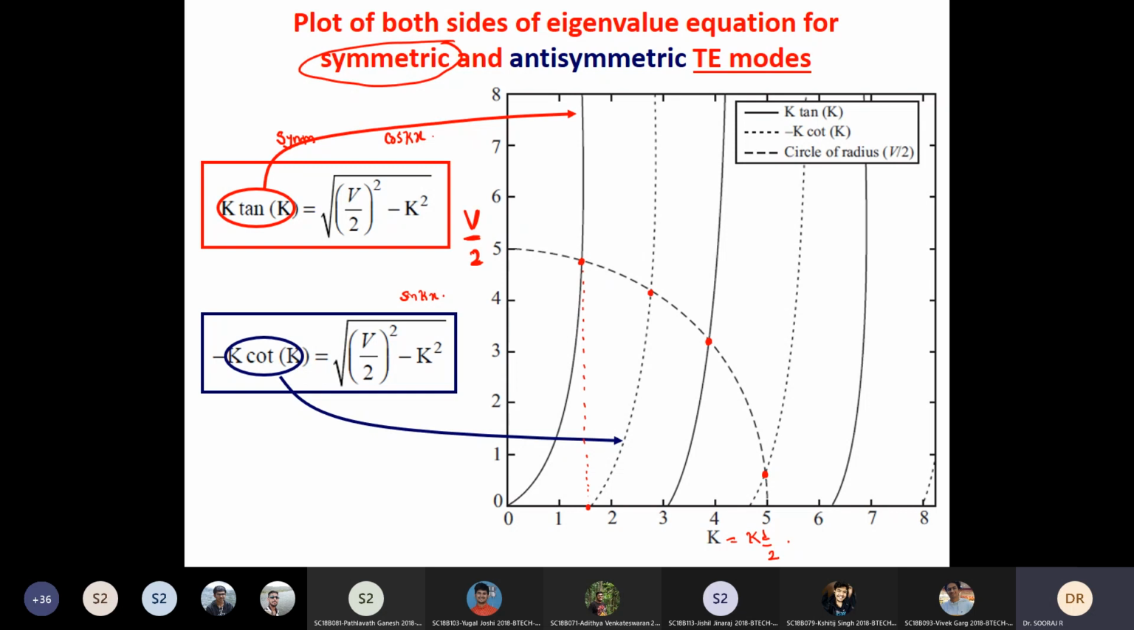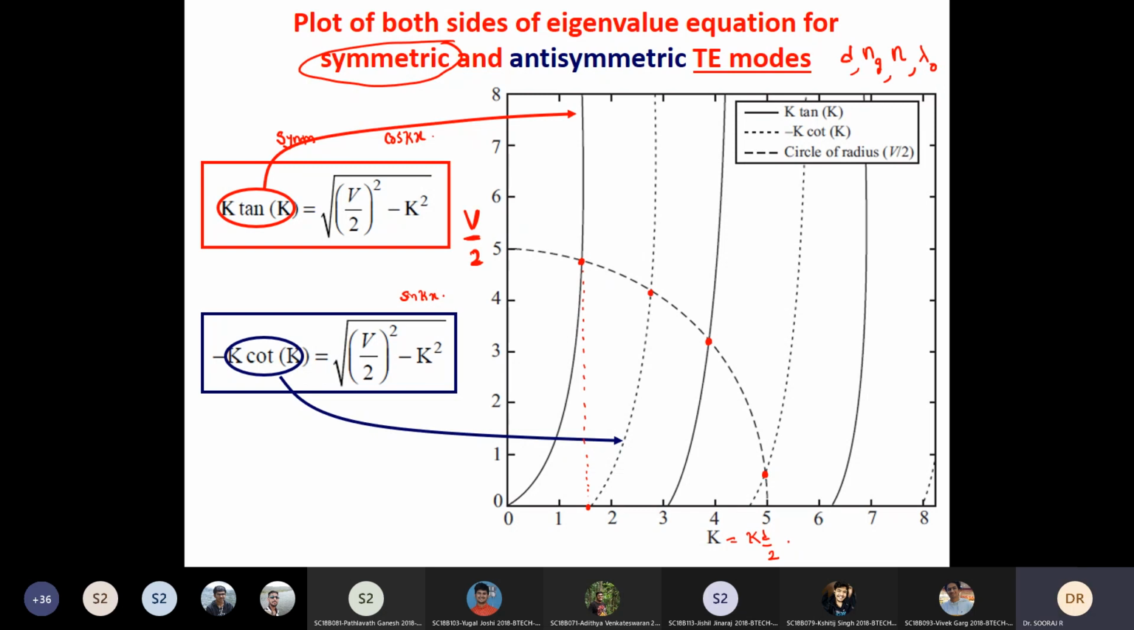So let's say that you have a particular waveguide. It has a certain dimension t. It has a certain ng. It also has a certain n. So this is the thickness of the waveguide. This is the core refractive index. This is the cladding refractive index. You also know what is the wavelength of the light that is passing through it.